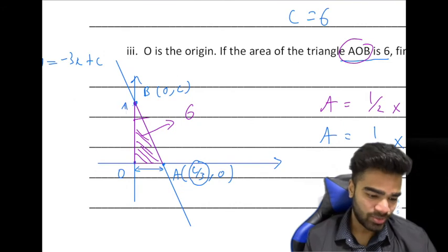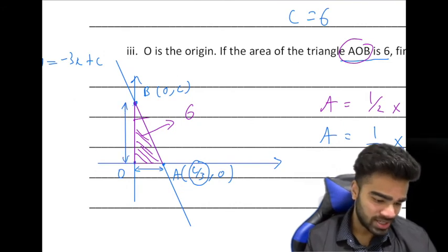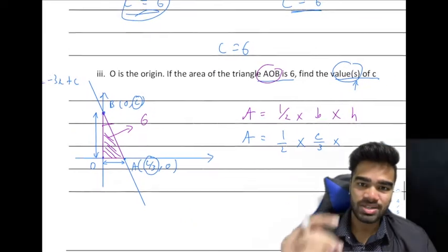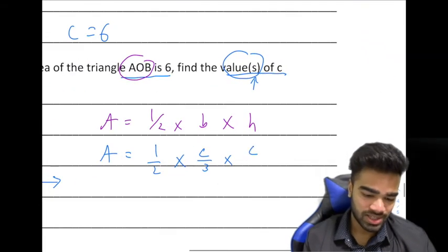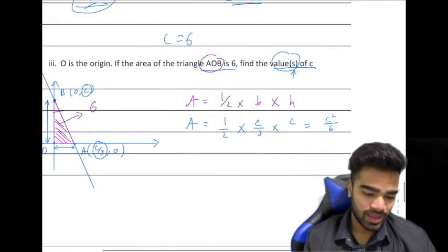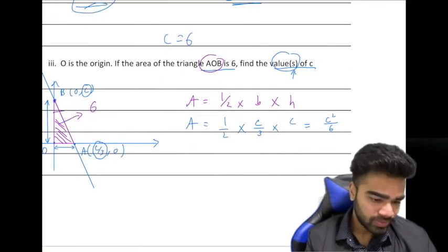And then what's the height? Well, the height of the triangle is here. That's the height. What's the height? Well, it's going to be c. It's the y-intercept. It's the vertical distance from the origin. So height is just c, right? So if you multiply all that together, you should get c squared, because c times c is c squared, over 6. That's it.